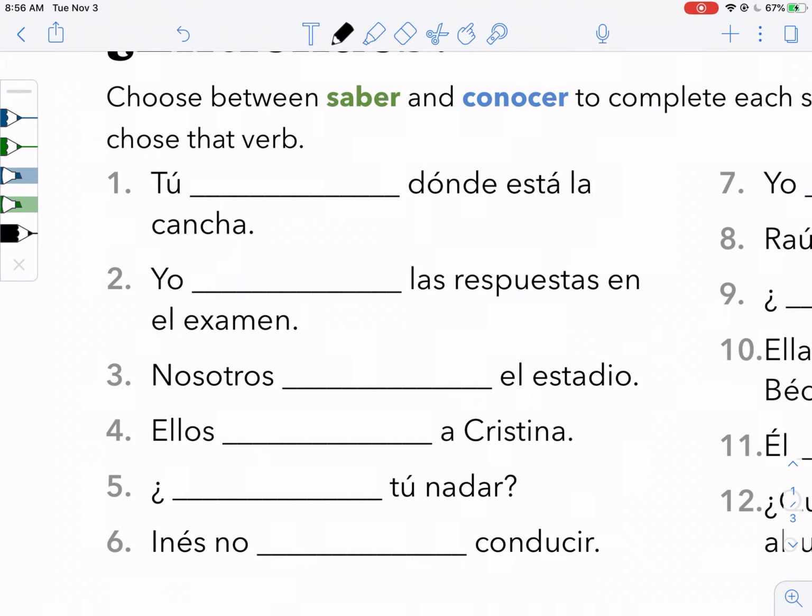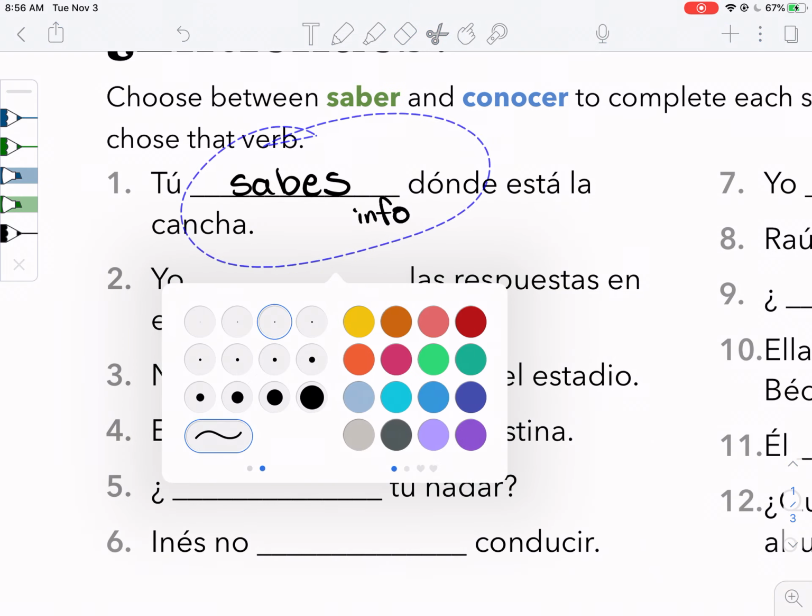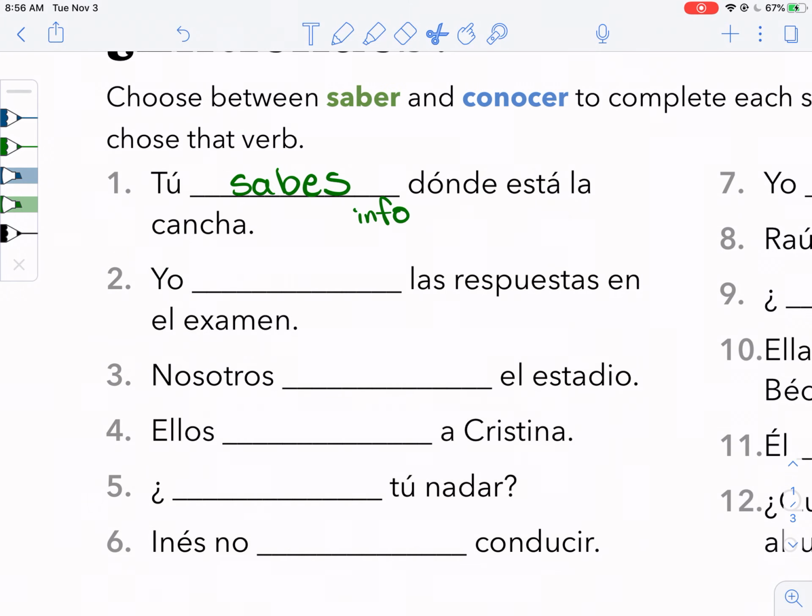For example, I would say, tú sabes dónde está la cancha. You know where the court is. That's a piece of information. In fact, I should have made this green, huh? There you go. You know where it is. My hint for you is check out this dónde. If you have a question word, that's a good hint that that's information.